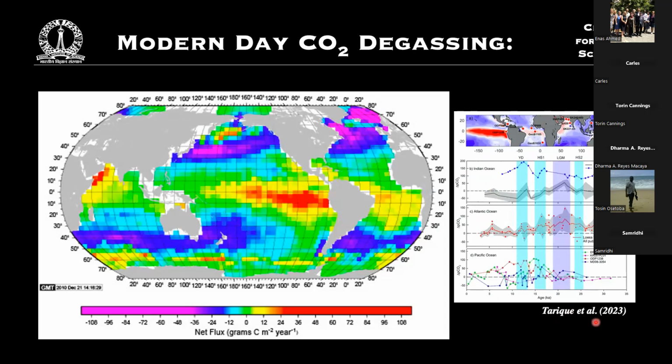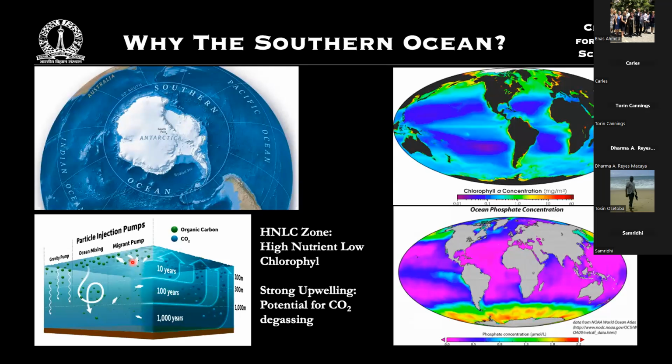He had compiled the work. I've just stolen this graph from him. So mostly it is the equatorial ocean, but there are some glimpses of Southern Ocean degassing. Why Southern Ocean? In the modern world, Southern Ocean is the only 360-degree ocean.